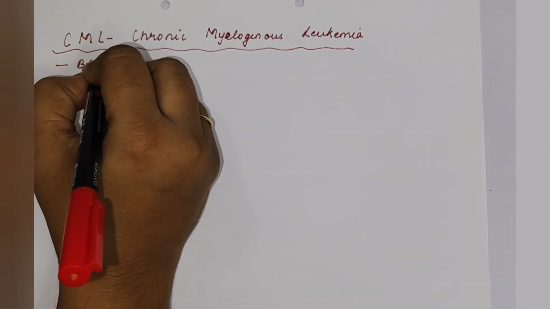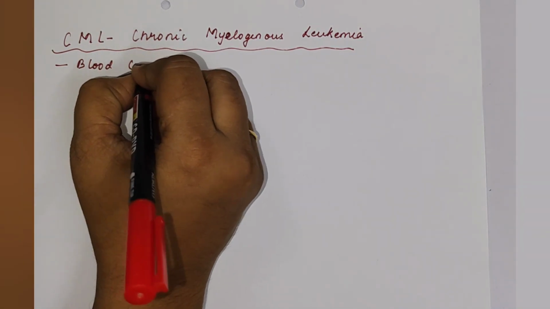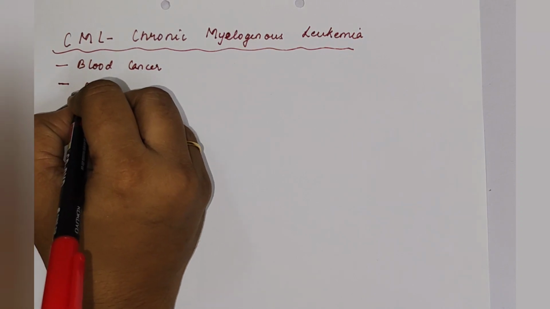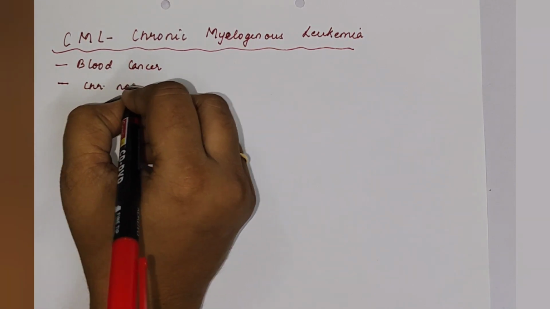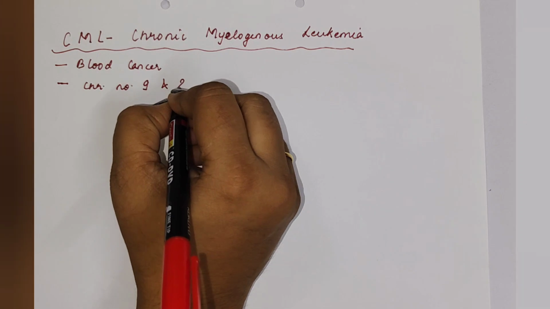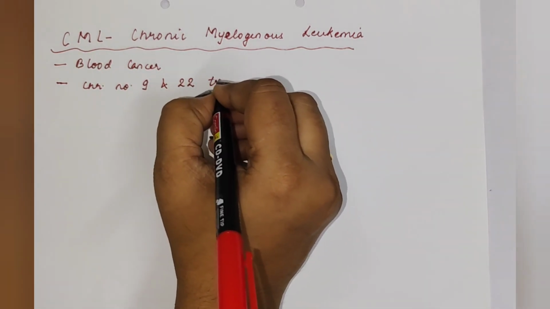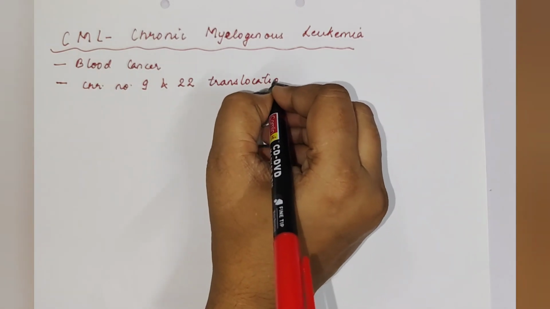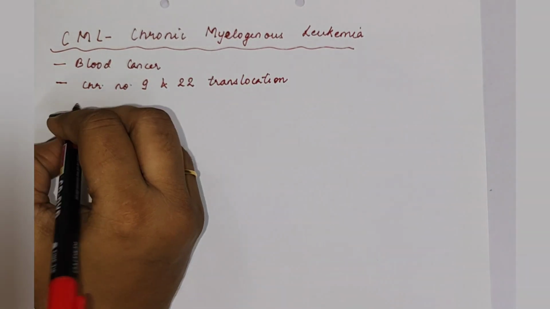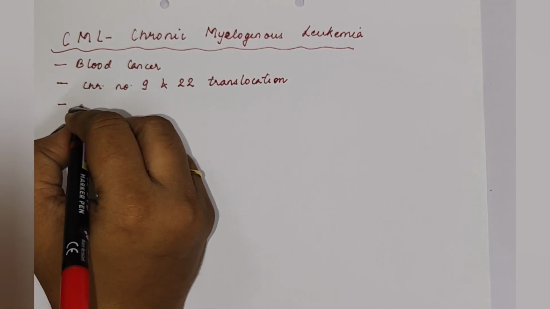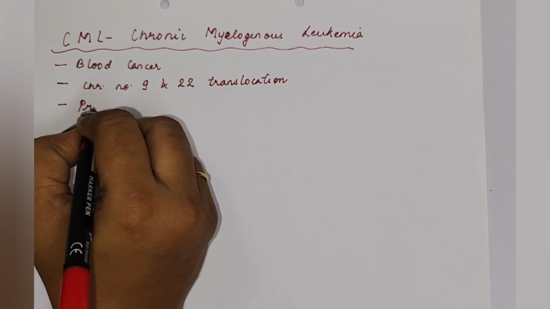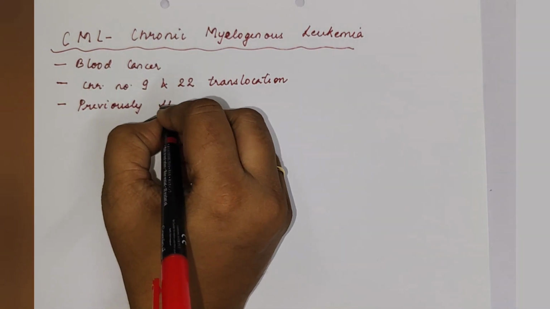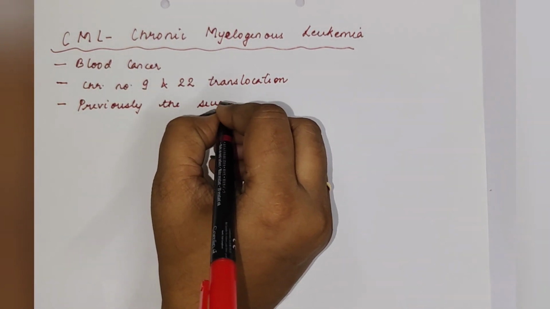Now, what is karyotyping? Karyotyping refers to the orderly arrangement of chromosomes. We all know that the human genome consists of 23 pairs of chromosomes, and if we align all the chromosomes size wise, then chromosome number 1 is the largest and chromosome number 23 is the smallest. So, during karyotyping, it was found that in CML patients, chromosome number 9 and chromosome number 22 had translocation.